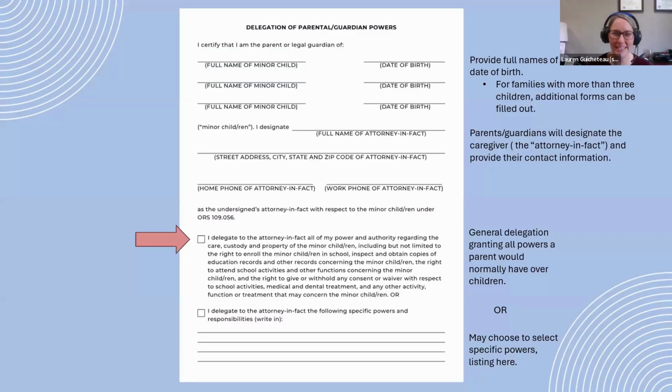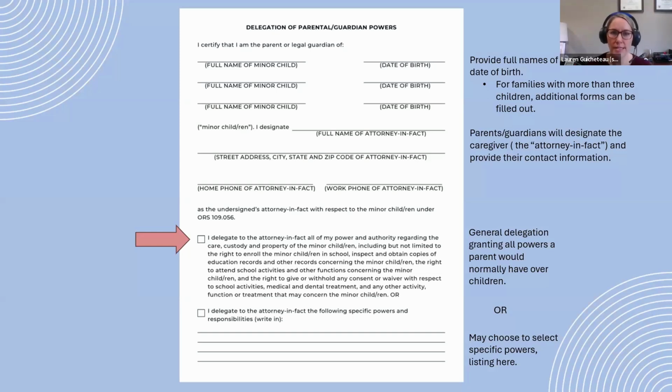So here's the form itself. And that's, again, page 11, the delegation of parental guardian powers. We're just going to talk about how to fill it out. So the first couple of things are putting in the full name of your child and their date of birth. If you have more than 3 children, you would use multiple forms. So if you have 9 children, you're going to use 3 forms.